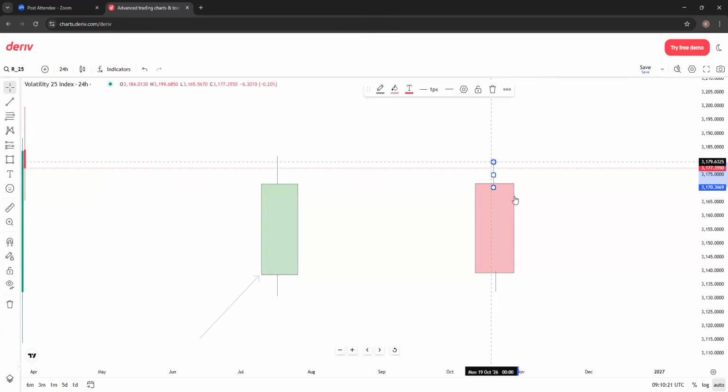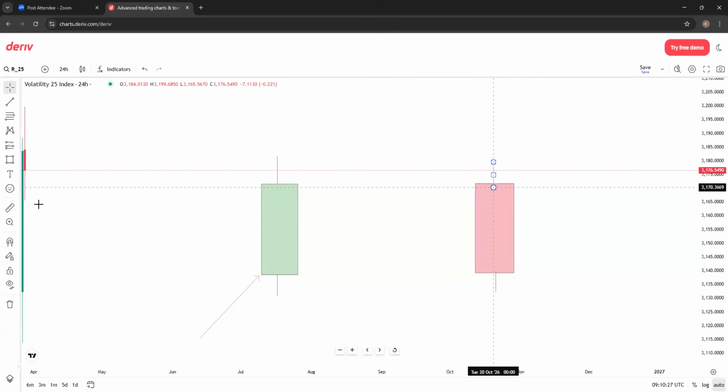I've seen many people, not just one, not just two, not just three. What they do is when they are marking their support or resistance, they come and then they mark the tail.